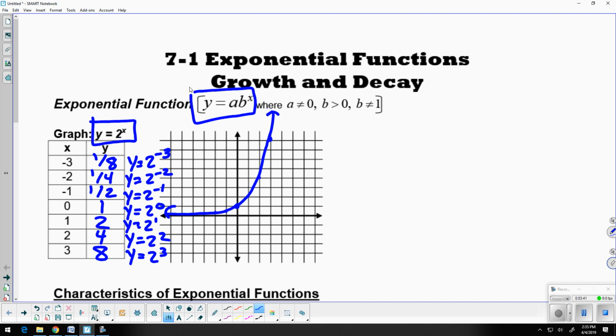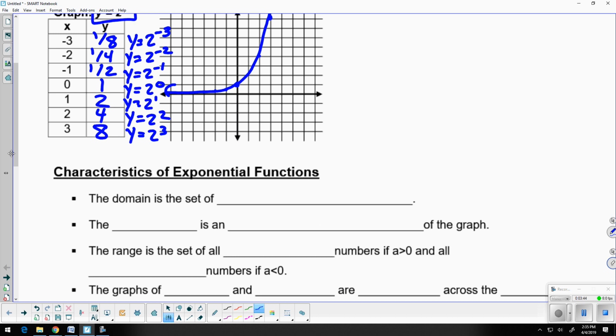So characteristics I want to talk about. So filling in these bullet points, it says the domain is going to be the set of, it's always going to be all real numbers.